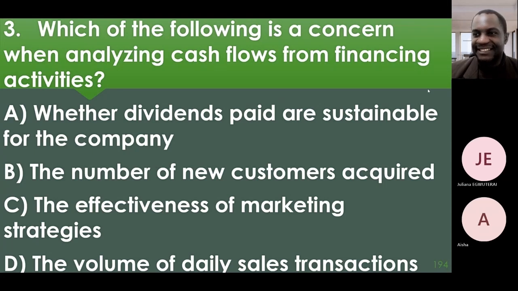Tricky question. I like the question, it makes sense. J couldn't even pick quickly, so it shows it's tricky. Which of the following is a concern when analyzing cash flows from financing activities? I pick A. J is going for A. A, what are you going for? I was thinking A too. Financing activities have dividends in them. Okay, A, final answer.